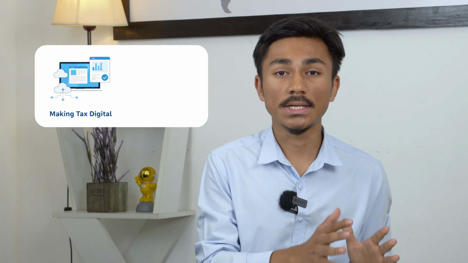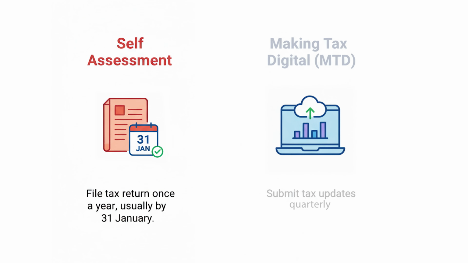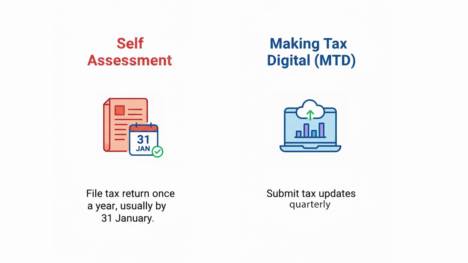Now, let's get into the key differences between MTD and self-assessment tax return. With self-assessment, you only file your tax return once a year, typically by January 31st following the end of the tax year. However, with MTD, you're required to submit quarterly updates to HMRC.